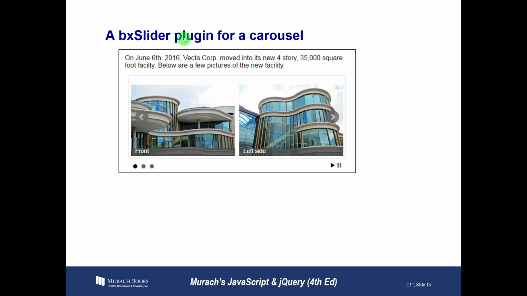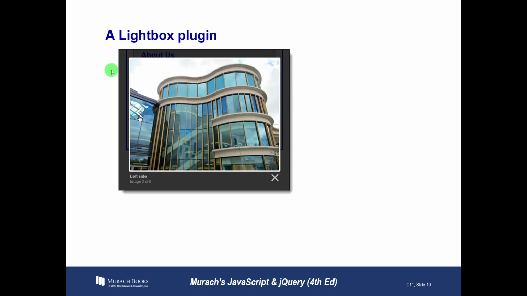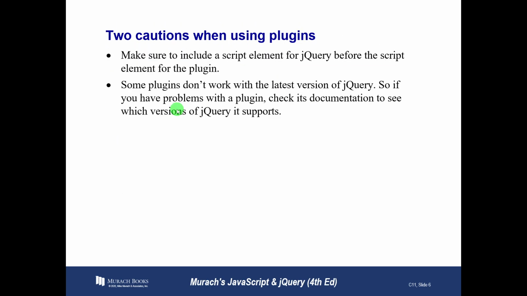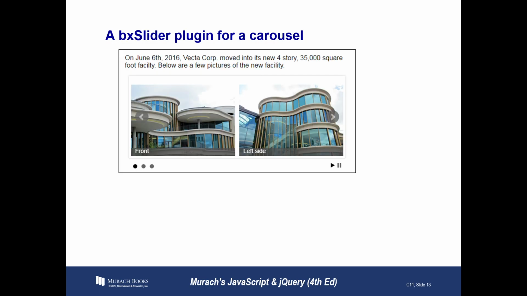So this is a box slider plugin for a carousel. Excuse me. This is the example for the lightbox back here. This is the example for a carousel, which we're going to see next. So a carousel would kind of look like this, and it would rotate images. And this one, it looks like there's 3 images. So it'd go front, left side, maybe rear. We'll see in the code. And it would rotate through those 3 images constantly.